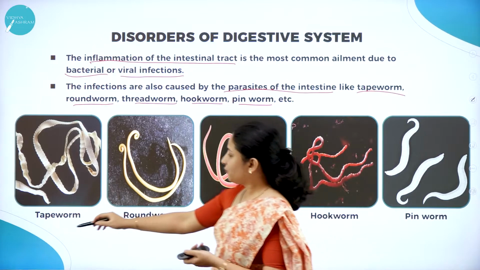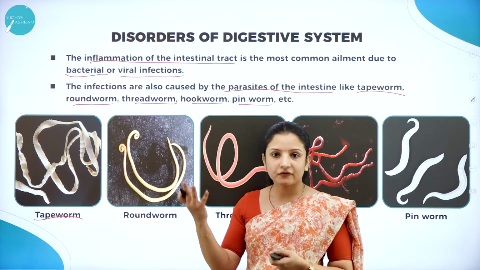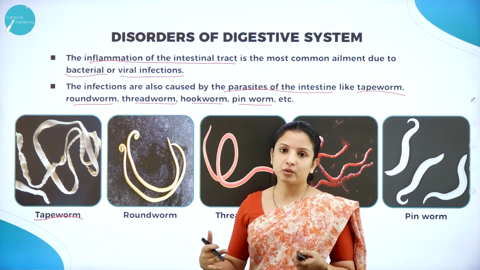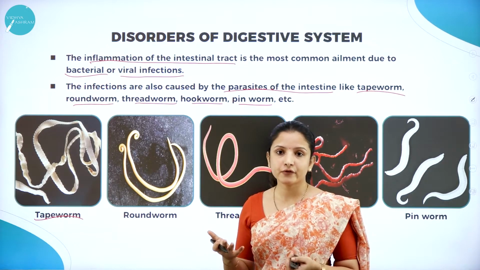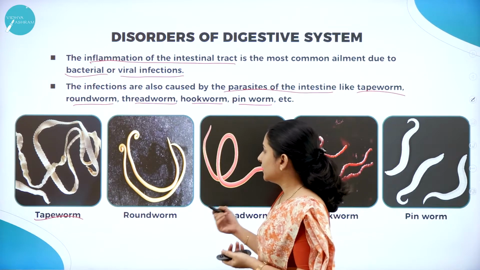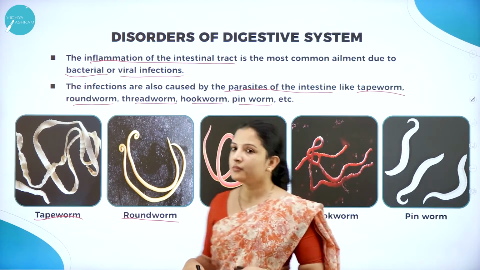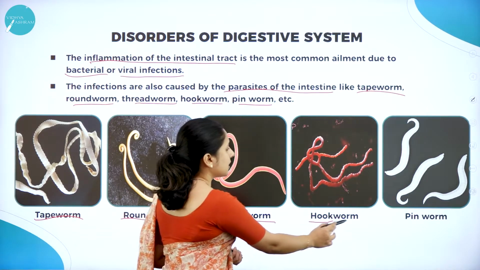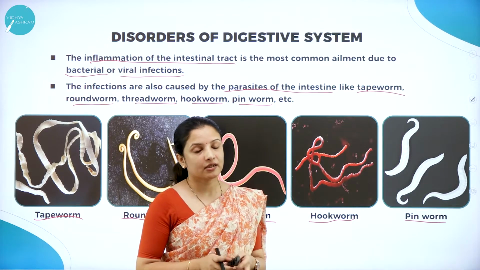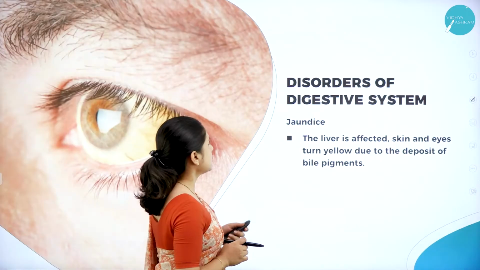So we have the tapeworm, and it is said that the tapeworm can grow many times more than a human body. It can grow double the length or the height of a human body. So imagine what major harm it can cause to the person, right? And also there is this roundworm, which is Ascaris. Then we have the threadworm. Then there is this hookworm and pinworm. So all these are the different parasites that cause various infectious diseases in the digestive tract, especially the intestinal region.